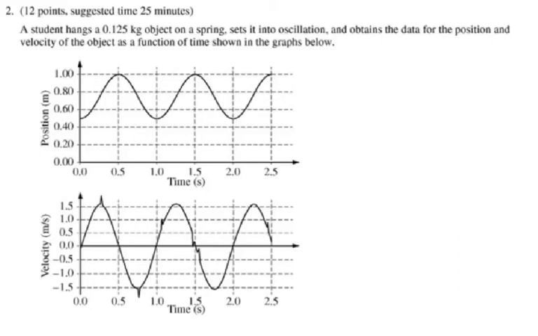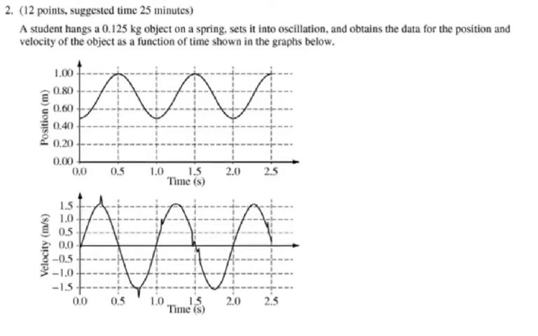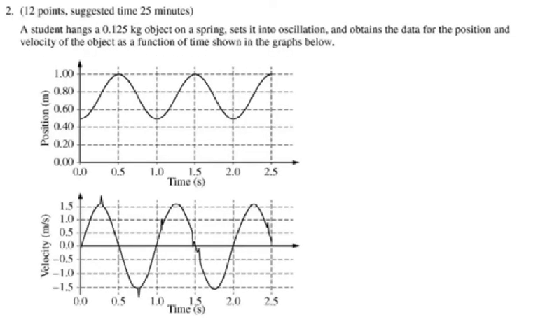This is a 2014 study guide problem that they released before AP Physics 1 started. So the problem states a student hangs a 0.125 kilogram object on a string, sets it into oscillation, and obtains the data for the position and velocity of the object as a function of time shown in the graphs below. Let's look at what the questions ask.